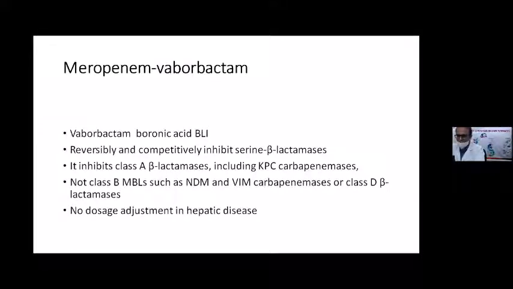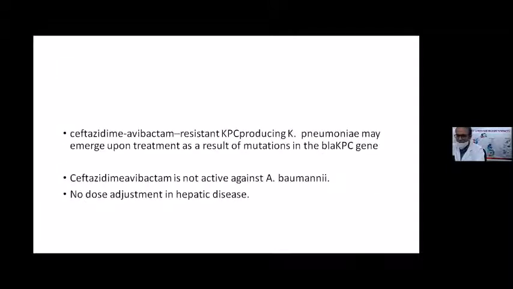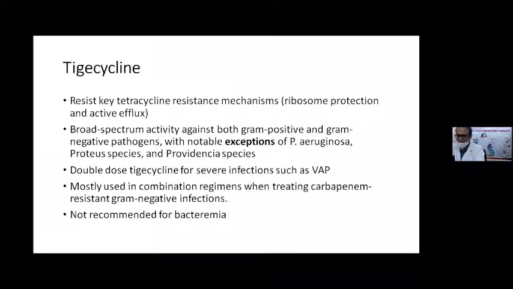Meropenem avibactam is a new drug which is now available, in contrast to ceftazidime avibactam. In this case also no hepatic adjustment is required. It also inhibits the KPC carbapenemase, but it does not have any action against OXA48. That is why it is not as good as ceftazidime avibactam, because class D is not being inhibited.